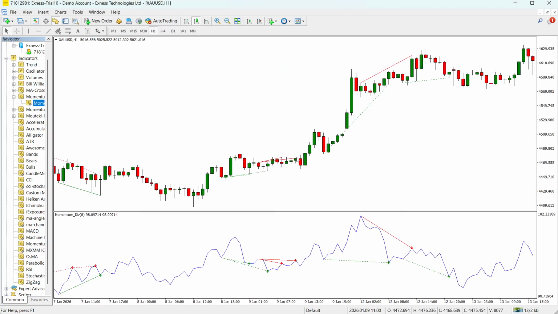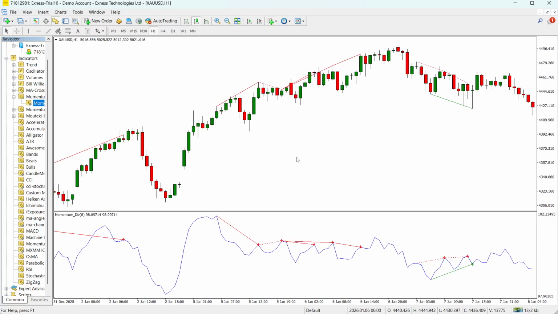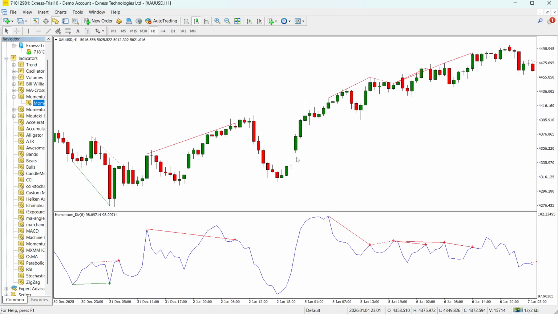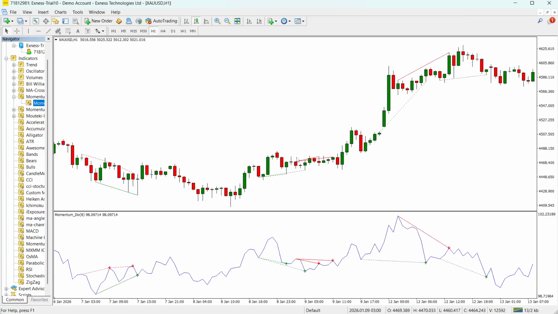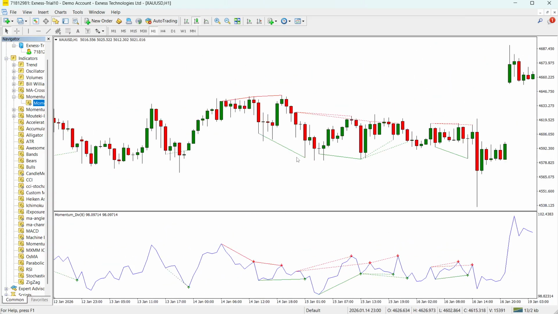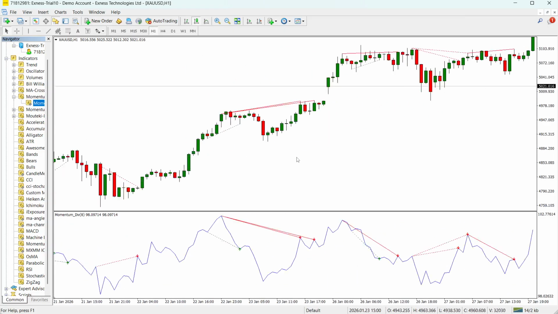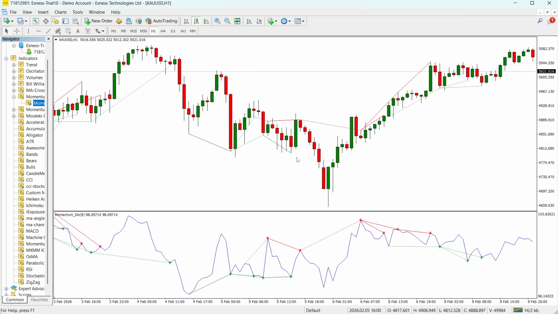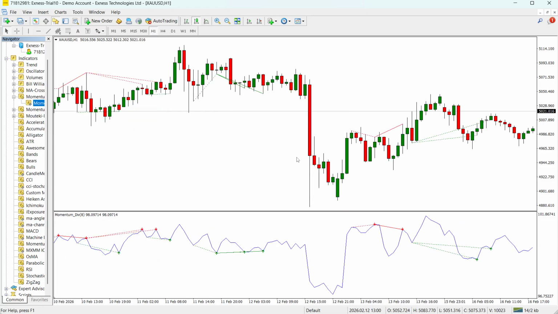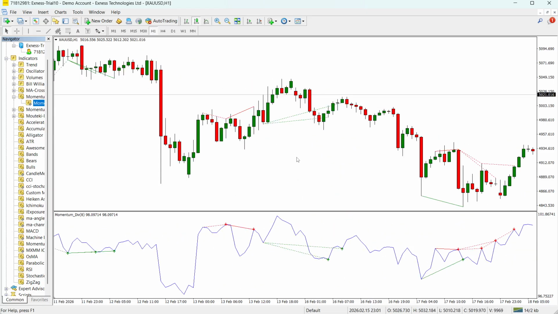As for who it is for, this indicator is suited for traders who use divergence analysis as part of their chart reading. It is a visual and analytical tool only and does not execute trades. Divergences do not always lead to reversals, and price can continue in its current direction despite a divergence signal. Always use additional analysis for confirmation.